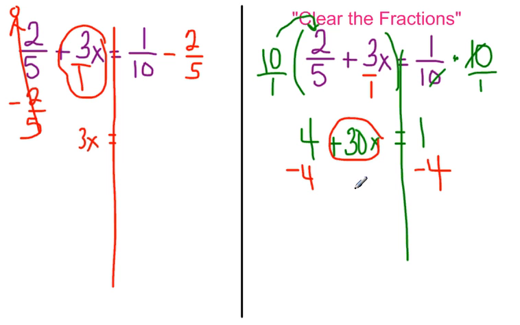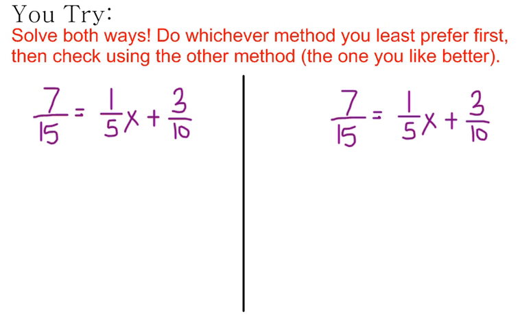I need you to finish both sides of this. Your answers should match. And here's one final you try. I would like you to solve them both ways. Whichever method you don't like as much, I would like you to do that first on this side. And then I would like you to check using the other method. So one of these you'll solve the way we've always solved, with just adding and subtracting the fractions, multiplying by the inverse. And on one of these you'll solve using that clearing method we just saw.